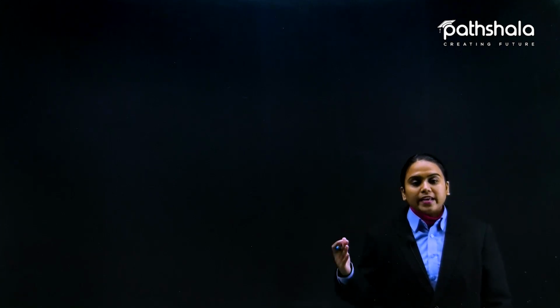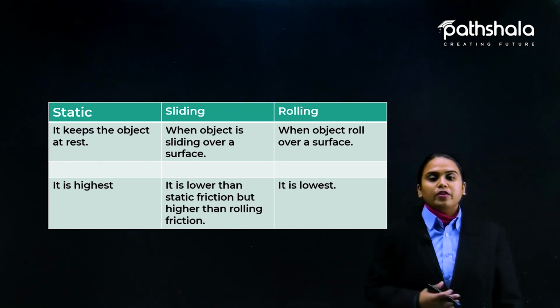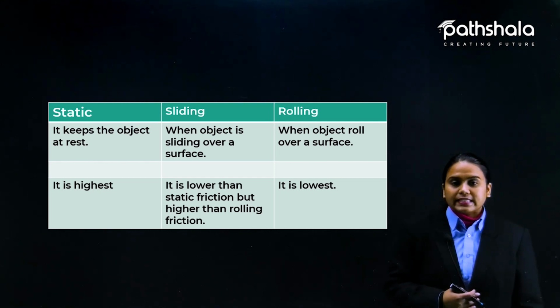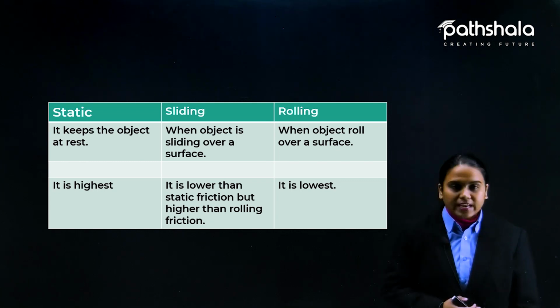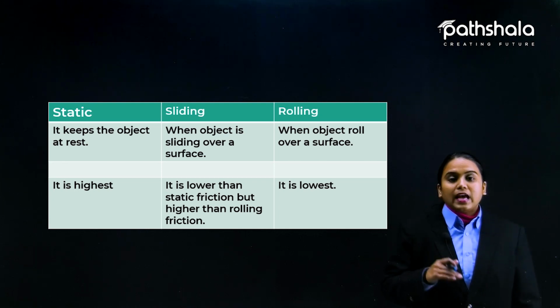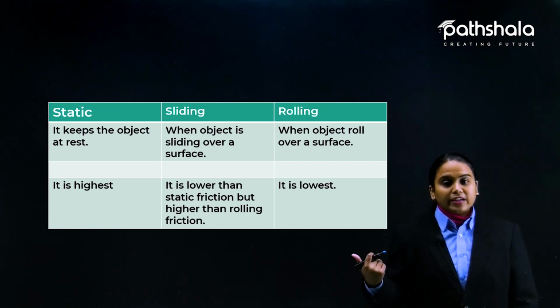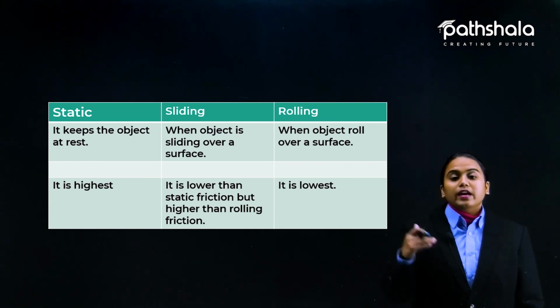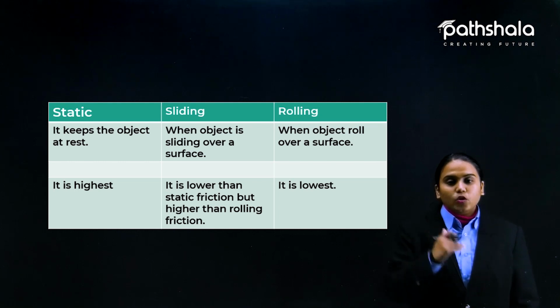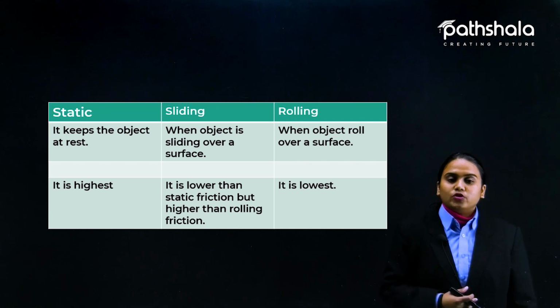So students, now let us briefly see the distinction between static, sliding and rolling friction together. Here is a chart in front of you that shows that static always keeps the object at rest, sliding always slides over the surface, and rolling rolls over the surface. Now static friction is the highest in magnitude, sliding is lower than static but higher than rolling friction, and rolling is the lowest one.